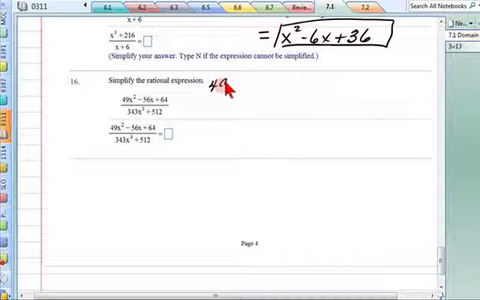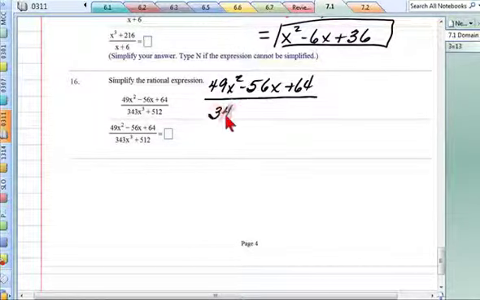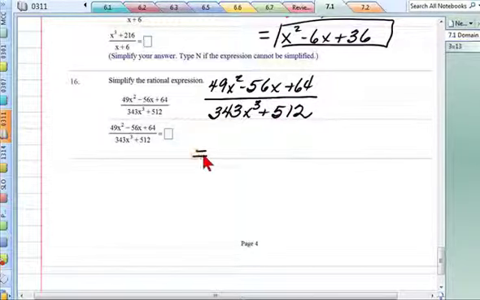I have 49x squared minus 56x plus 64 all over 343x cubed plus 512. Okay, I'm going to work down this time. This numerator, I just kind of want to ignore it for just a minute and I'll show you why. Okay, so I'm just going to put my fraction line. Because my first reaction is, oh my goodness, that's a trinomial and those are big numbers. That might take me a long time. So I'm just going to put it on hold for a minute. And let's look at the denominator.